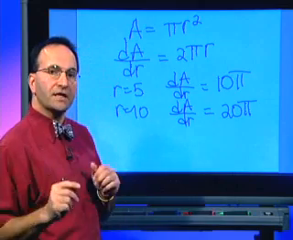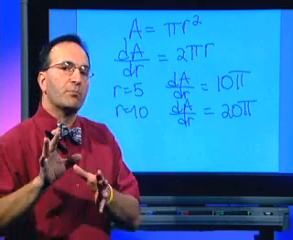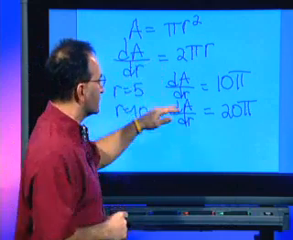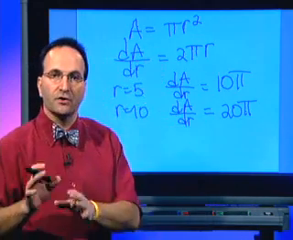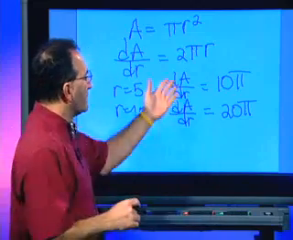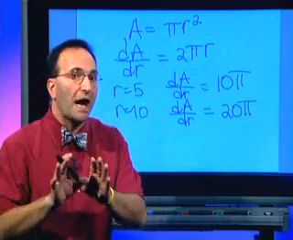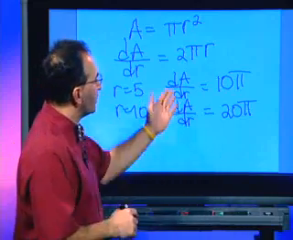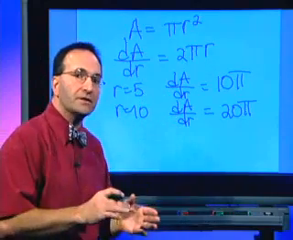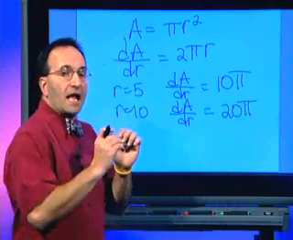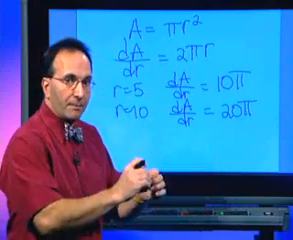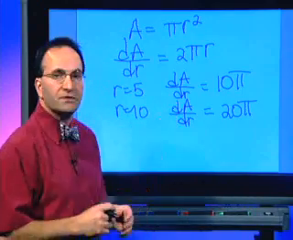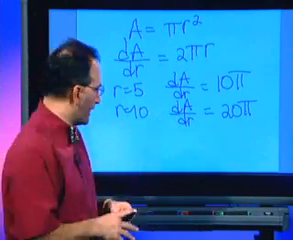Now, the other question it asked us is, what would be the appropriate units of measurement for dA with respect to dr? And remember that area is in square inches and radius is in inches. So the appropriate units of measurement are square inches, as represented by the area, divided by inches, as represented by the radius.